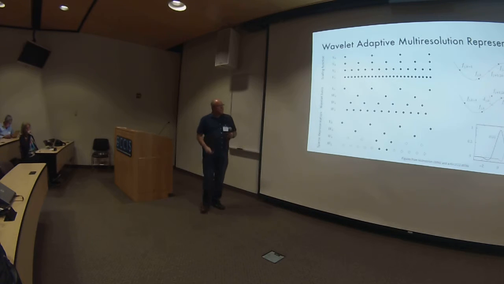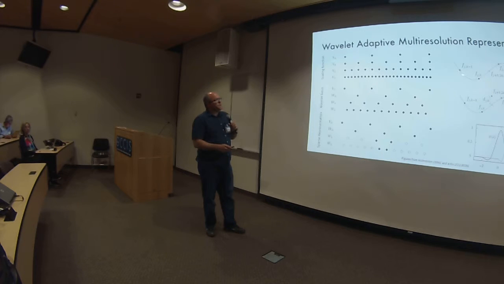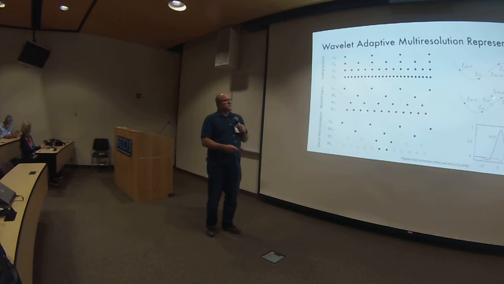Switch microphones here. The simple explanation goes like this. Imagine I have these points in solid black defined on the grid, and I know function values there. I can use simple Lagrangian interpolation to find an estimate for the value of the function at this point. Now, if I come back later and say the function value is not what you estimated, but something a little bit different, then this difference here is the wavelet coefficient.